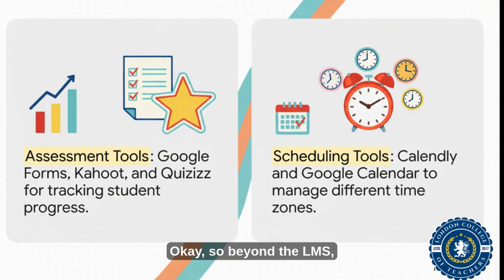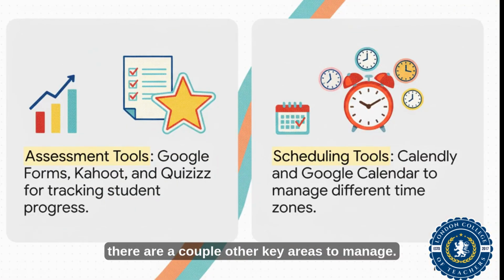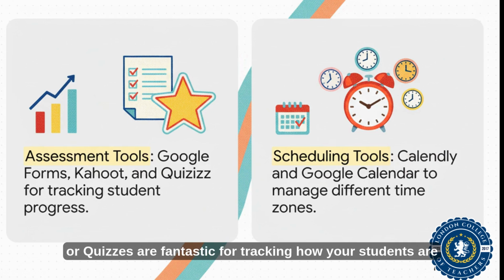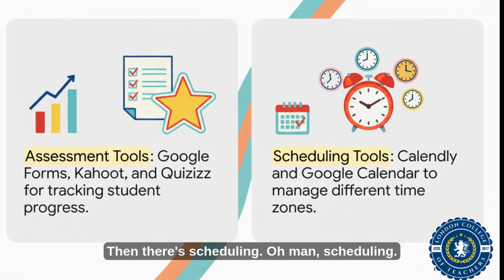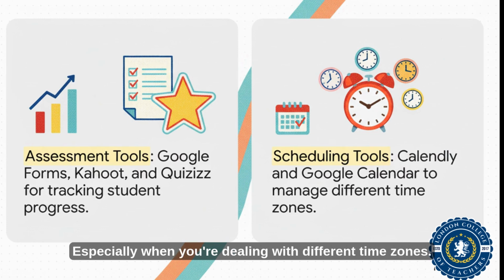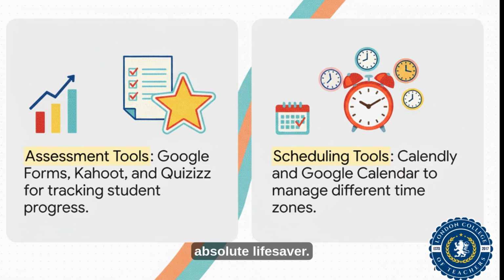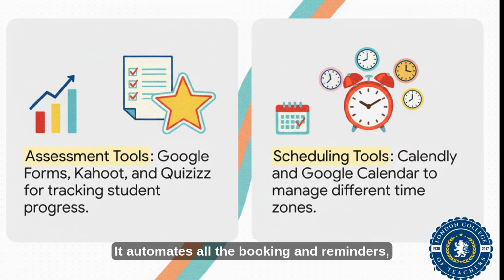Okay, so beyond the LMS, there are a couple other key areas to manage. First up is assessment. Tools like Google Forms, Kahoot, or Quizzes are fantastic for tracking how your students are doing. Then there's scheduling. Oh man, scheduling, especially when you're dealing with different time zones. A tool like Calendly or Acuity Scheduling is an absolute lifesaver. It automates all the booking and reminders, saving you a ridiculous amount of time.